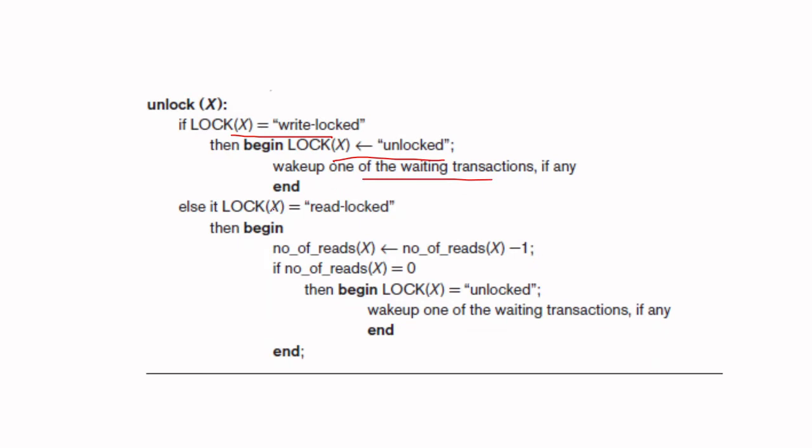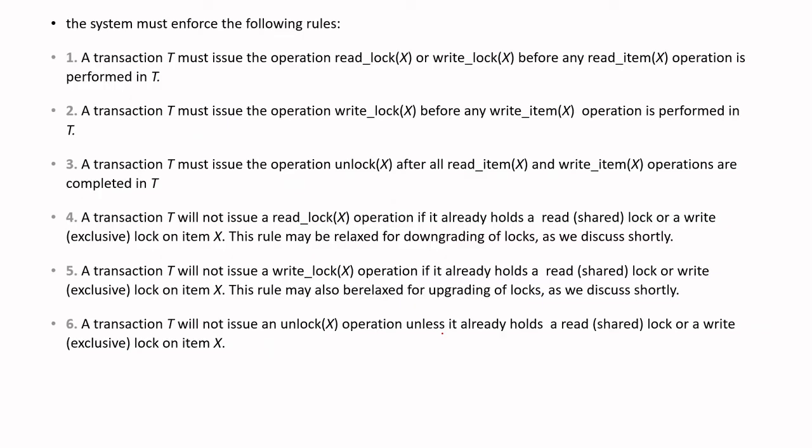Otherwise, if it is in a read lock state, you decrement the number of reads by 1. If the number of reads reaches 0, meaning there are no transactions doing a read, then you can set the state to unlocked and wake up one of the transactions which is waiting, probably waiting for a write operation. These are the different locking mechanisms which we discussed, but here the responsibility of calling the read lock and write lock operations rests with the programmer.